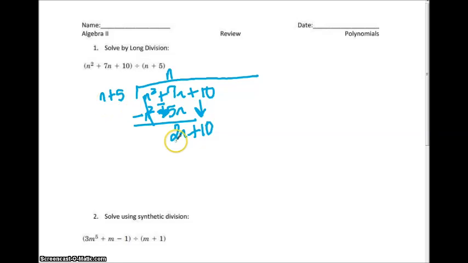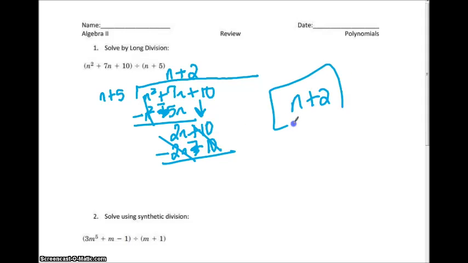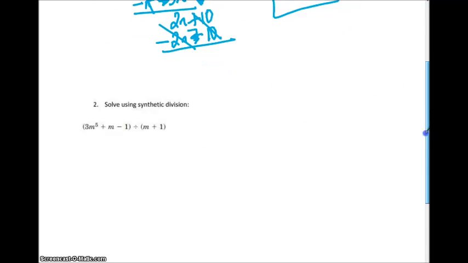What would you multiply n by to get 2n? You would multiply it by a positive 2, so you say plus 2. And you get 2n plus 10. Draw a line. Change your signs and everything cancels, so your answer is simply n plus 2. If you are not sure if you got it right or not, you can always do synthetic division to check your work, but you have to actually use long division on this problem for the test.